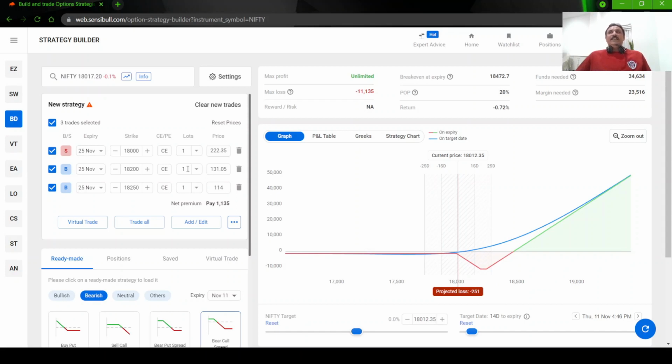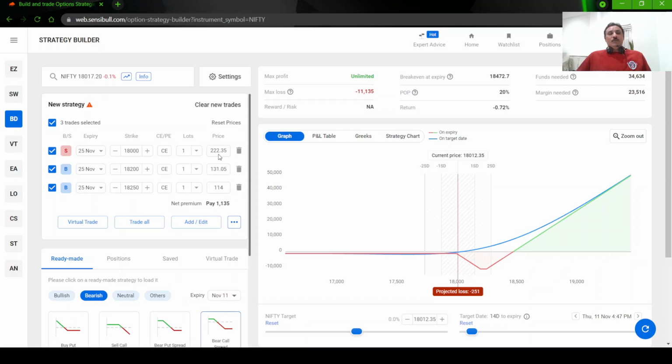So today is 10th of November. We are giving 2 weeks for the market to go above 18,472, and if it goes much above that, we will start making very good profits. But if the market comes below, our loss is limited to only the premium we paid. Since this is a spread, our payment is very small, not 6,500 like a call buy. We are going to pay only 1,135.